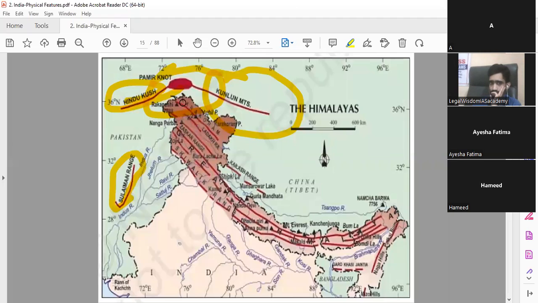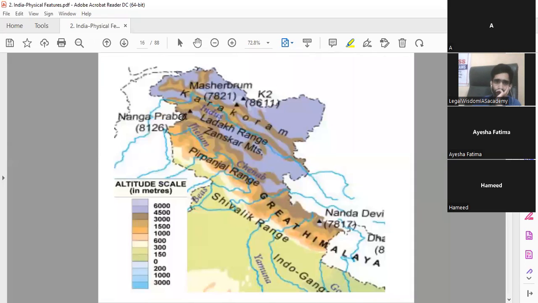Then it is the Karakoram range, Ladakh range, Zanskar range, Shivalik, okay. Then you have the Mansarovar Lake, Kailash range, Shipki La, you have all this. Then you have another set of ranges.